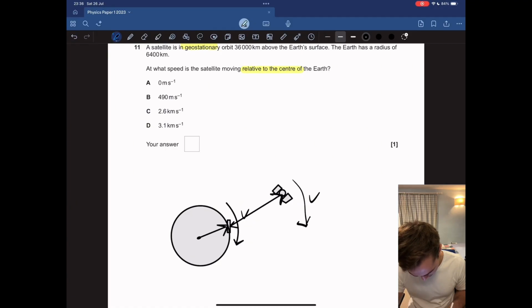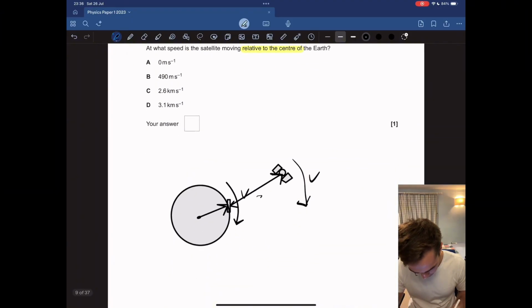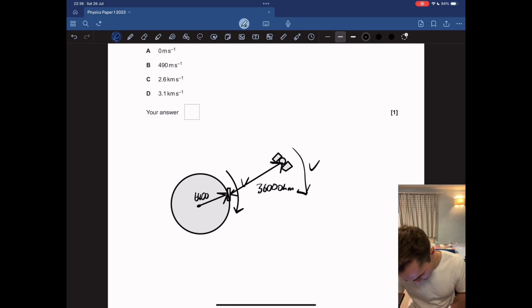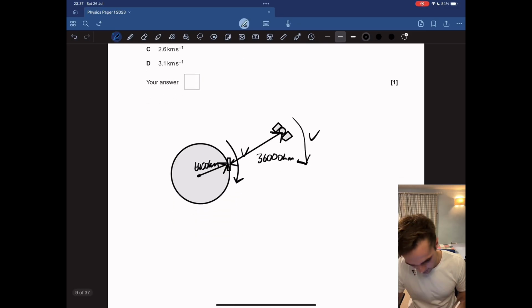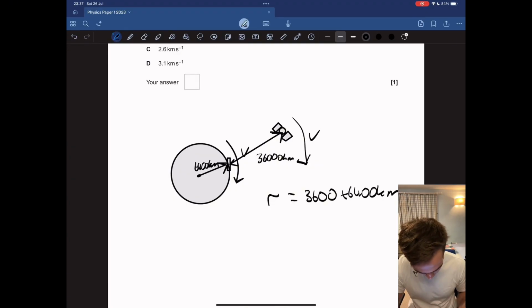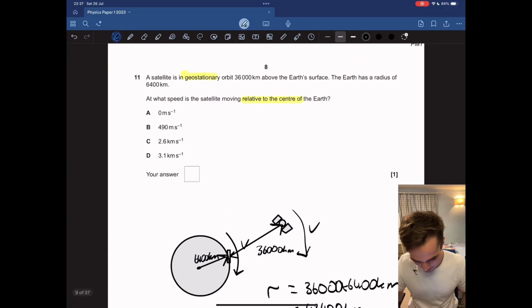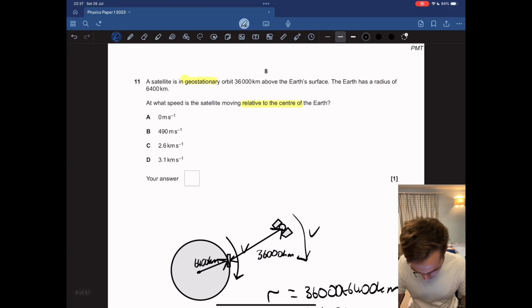Alright, so our distances we're establishing. So this is 36k. This is 6,400 kilometers, so our R, I guess, is... I haven't actually read the question yet. There's another 0 there. I could probably do that in my head, but it's late. 42,400 kilometers, eh? So, at what speed?